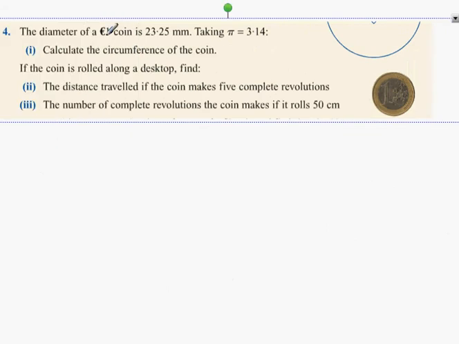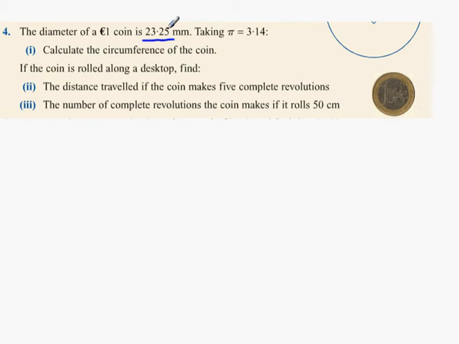Now, lads, the diameter of a €1 coin is 23.25 millimeters. Calculate the circumference of the coin. What is the formula for circumference on that page? Circumference is the outside of the coin. 2 pi r. Oh, yes. L equals 2 pi r.